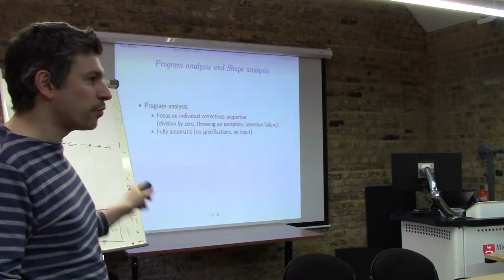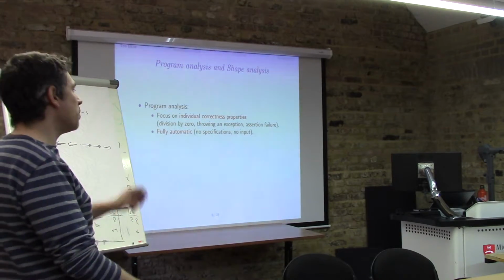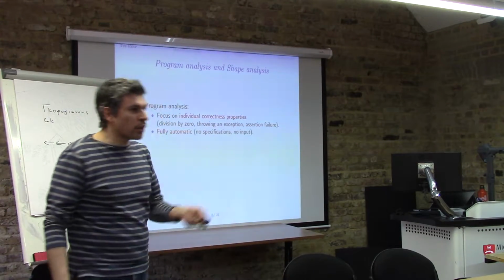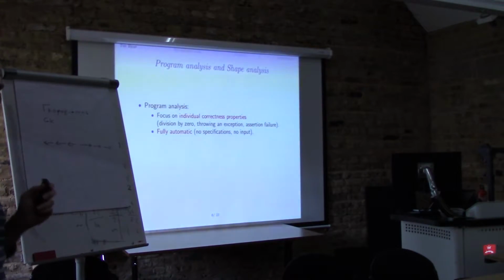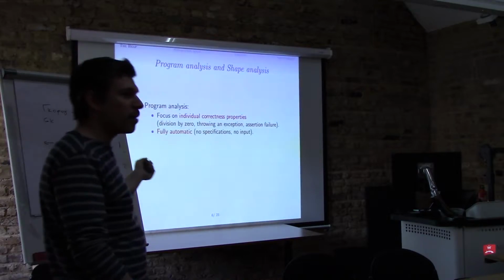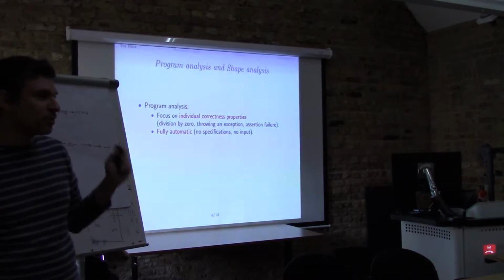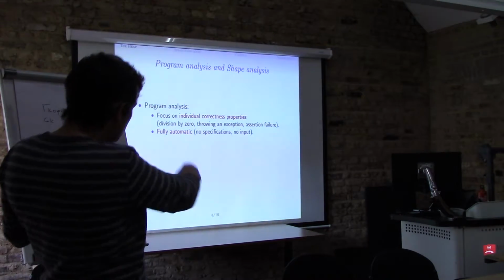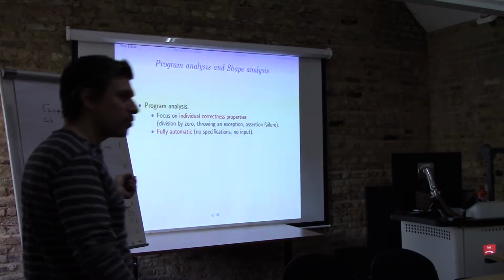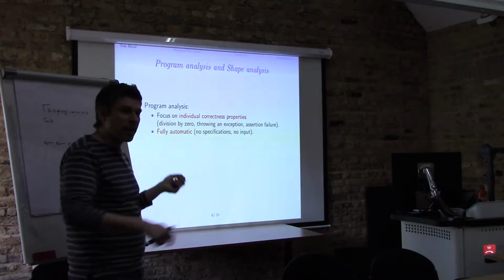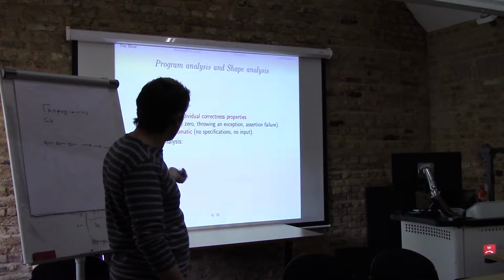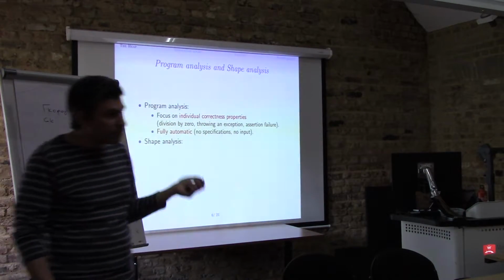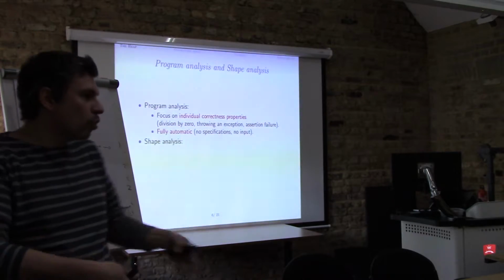Okay, no hand proof, no input, or at least minimum. We're not going to ask our lowly trained programmers to write down mathematical specifications for our code, nor to be nursing the program analysis algorithm while it's running and saying, no, do this, do that. So shape analysis is one particular kind of program analysis that focuses on memory safety.